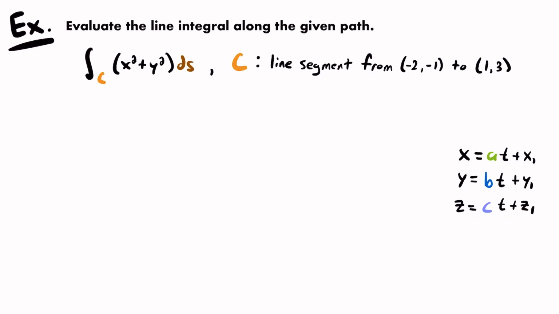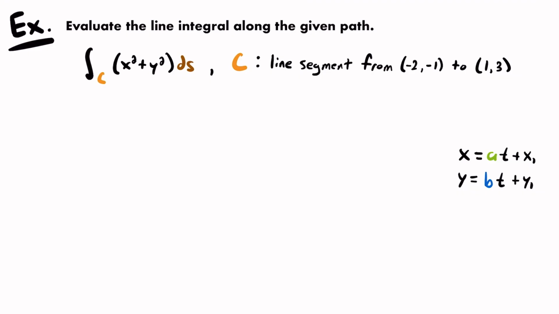Now in this case, we're not working with a 3-dimensional line. Our line is in 2 dimensions, so we don't need this third equation, so I'm just going to erase it. But this is the standard form for the parametric equations of a line. And so in order to set these up for this specific line, the line between these 2 points, here's how I recommend you approach this.